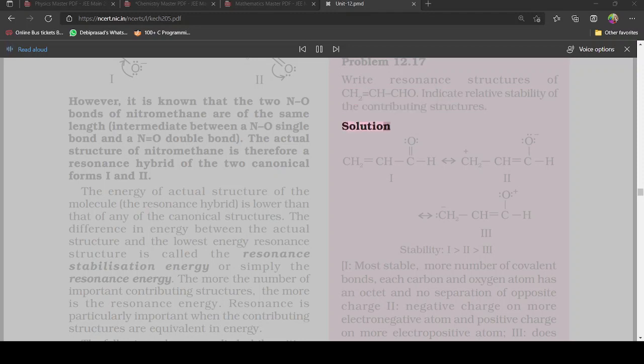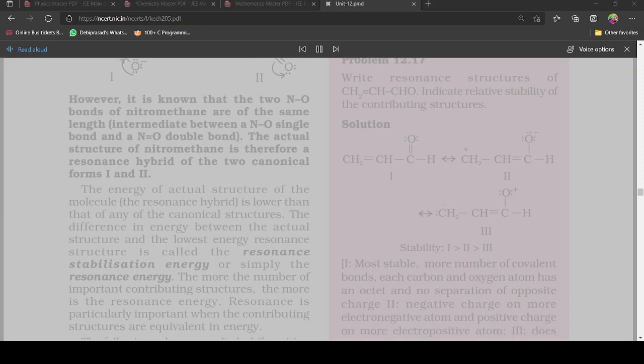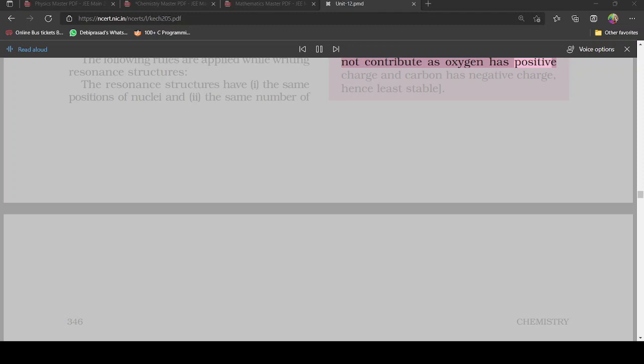Solution. Stability: 1 to 3, 1 is most stable. 1. More number of covalent bonds. Each carbon and oxygen atom has an octet, and no separation of opposite charge. 2. Negative charge on more electronegative atom and positive charge on more electropositive atom. 3. Does not contribute as oxygen has positive charge and carbon has negative charge, hence least stable.